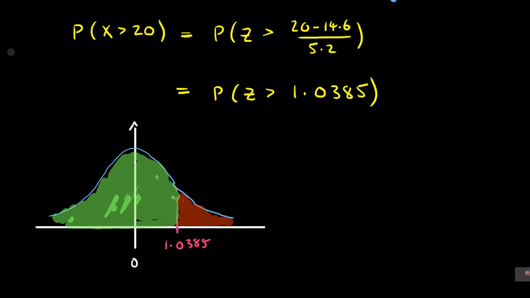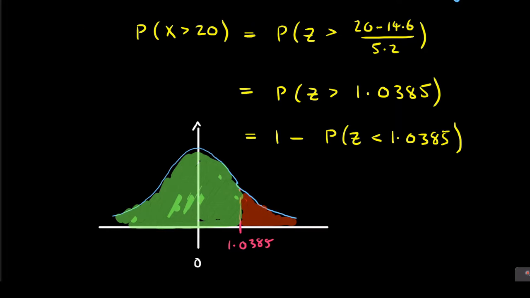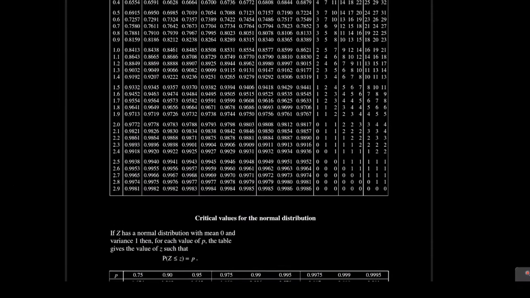So in other words, what we can say is that this probability is going to be the same as 1 minus the probability that Z is less than 1.0385. And we are able to use our data to find this value. So we want to find 1.0385 on our table of data. So let's go over here.